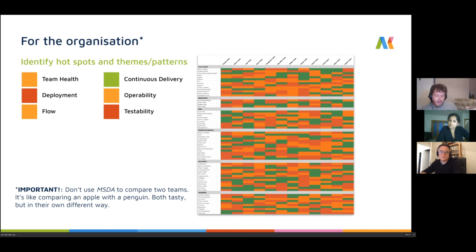And I must caveat, and I think it's been mentioned a couple of times before, you can't use this to compare team A against team B against team C. It's good that you can't see what individuals have voted for, but you can't compare. It's like comparing an apple with a penguin. Totally different.